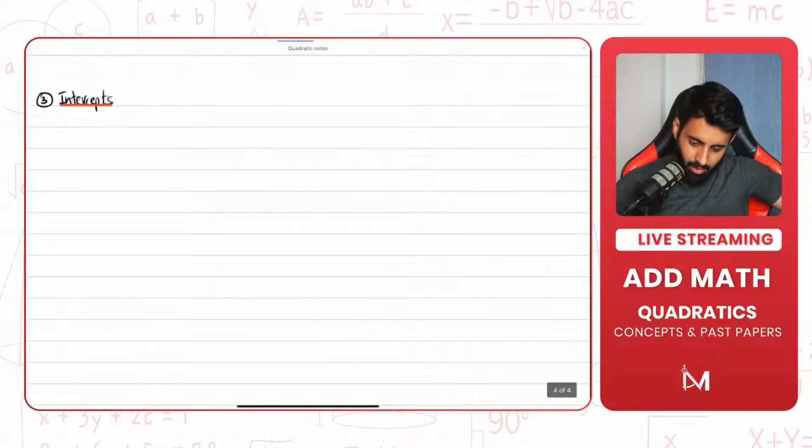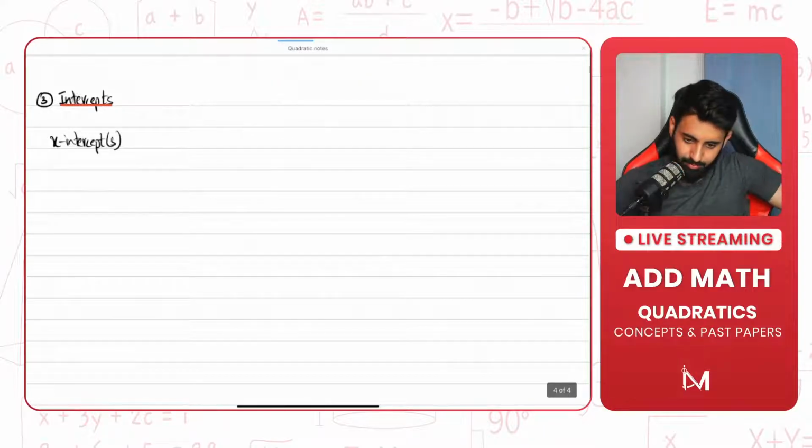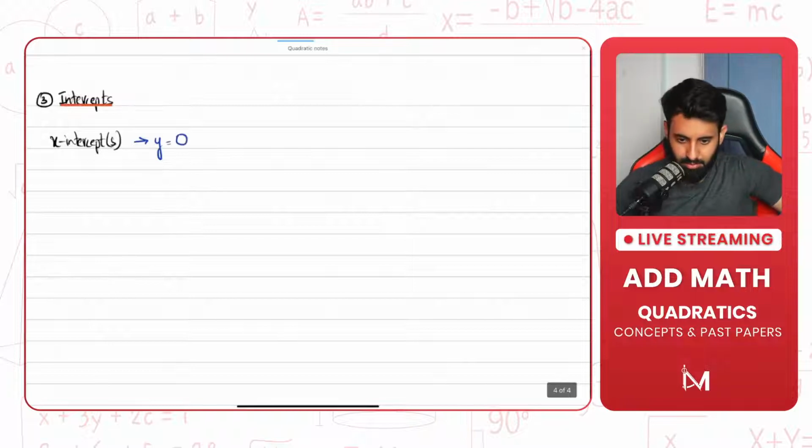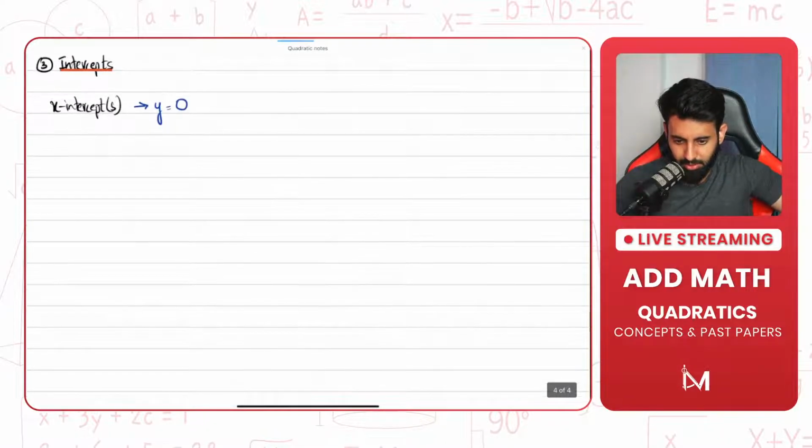Now, how do you find out the x-intercepts? If you have a quadratic curve and you wish to find out the point or the points at which the curve is cutting the x-axis, what are you going to do? Y equals 0. I think I already answered that question. There is no major difference.